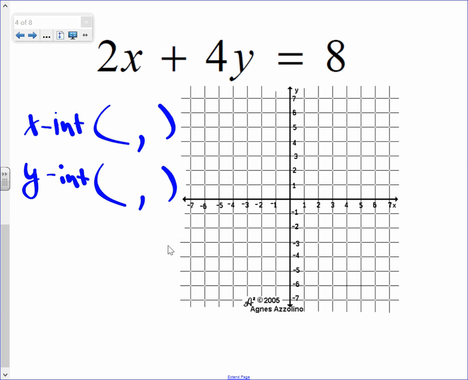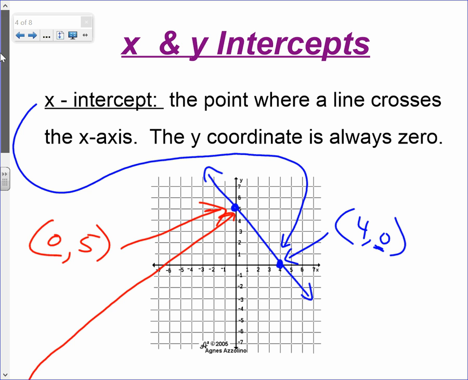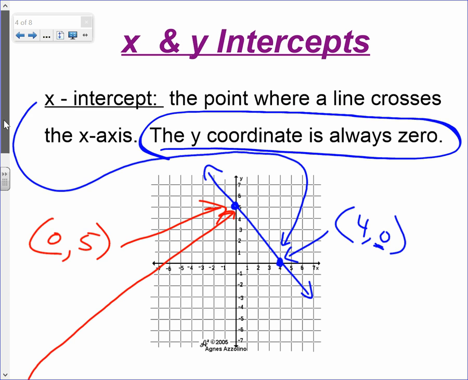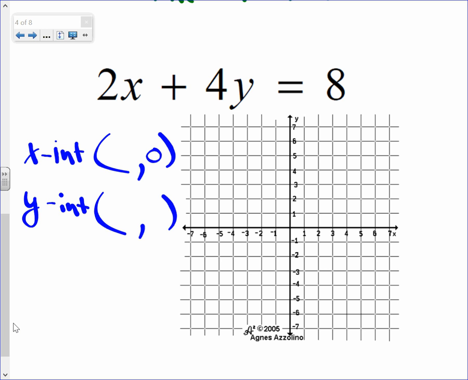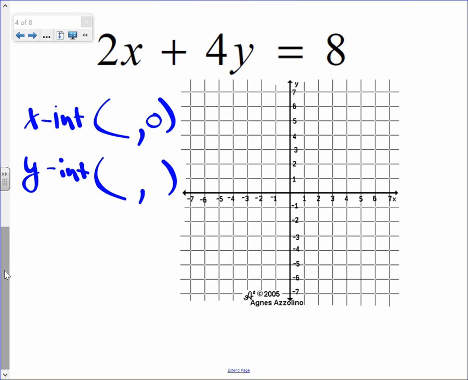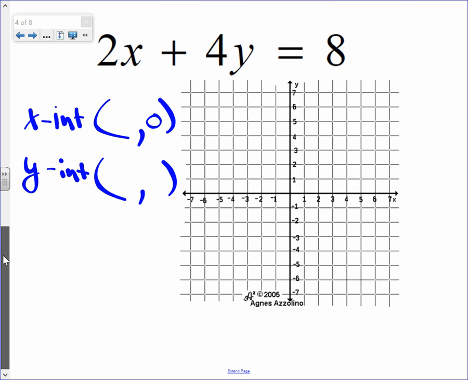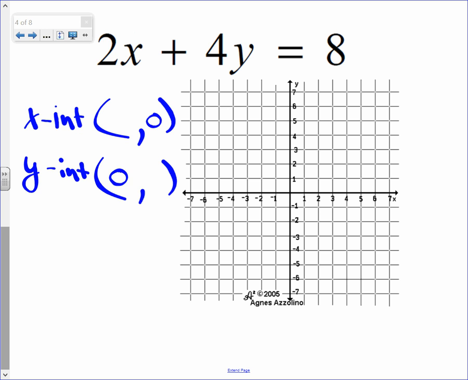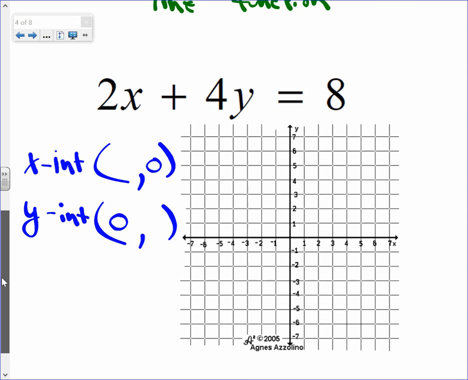What's always 0 at the x-intercept, Aristotle? The y-coordinate. The y-coordinate is always 0 at the x-intercept. So look, I'm going to put a 0 here. Where did I get that? Well, I got that from the definition. The y-coordinate is always 0 at the x-intercept, always. So I'm making 0 there. And what about for this one? The x-coordinate is always 0 at the y-intercept. Nice. Look at that.